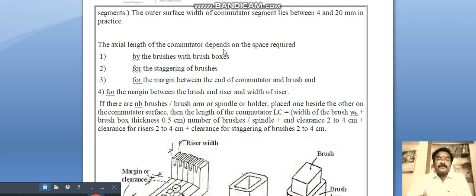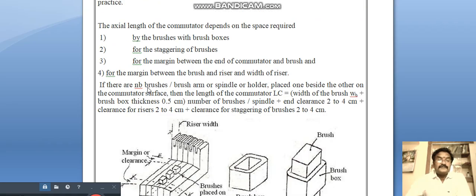The axial length of the commutator depends on the space required by the brush with brush boxes for the stacking of brushes, the margin between the end of the commutator and the brush, and the margin between the brush and the riser width. If there are Nb brushes per spindle or holder, they are placed one beside the other on the commutator surface.